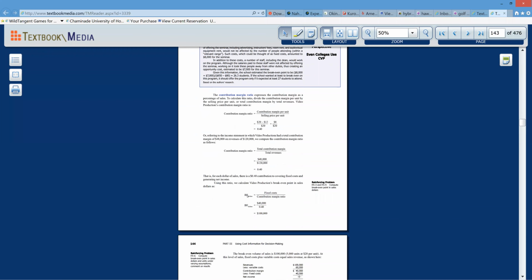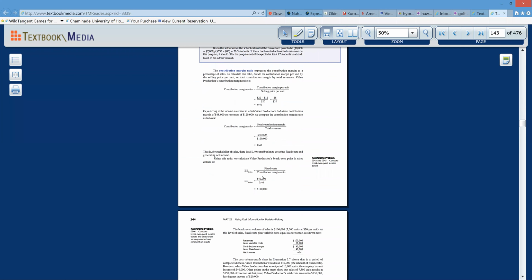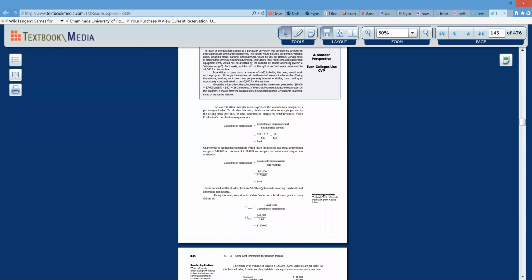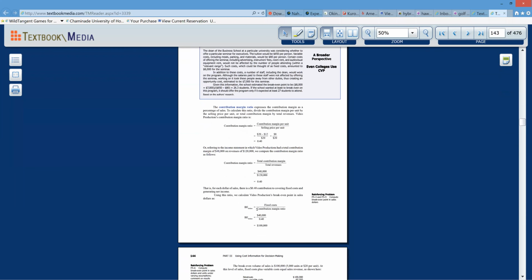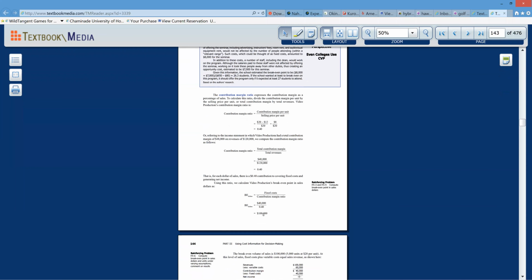So now what we do is we take our fixed costs, divide by the contribution margin ratio of 40%. So $40,000 of fixed costs divided by 40%, which in an equation is 0.40, gives us $100,000. That tells us what the sales in dollars need to be in order to break even. Remember, the break-even in units was how many units we need to sell to break even. Break-even in dollars is what the sales volume in dollars needs to be in order to break even.